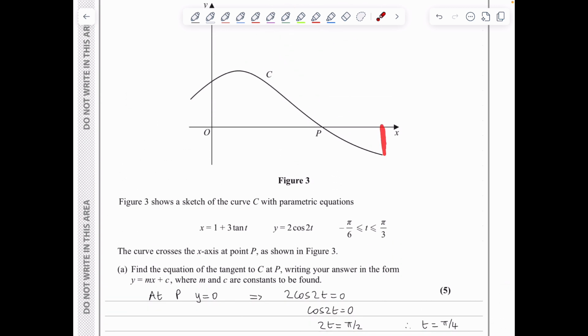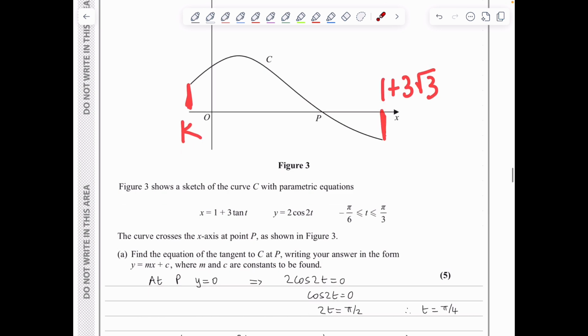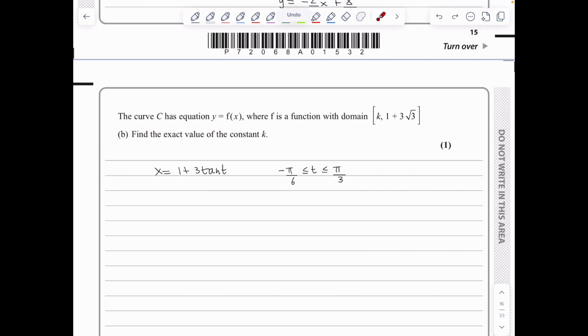The 1 plus 3 root 3 is the end point for x on the right-hand side, and the k is the point on the left-hand side. So we can see from the diagram that k is negative. Well, let's recall that x is 1 plus 3 tan t, and t varies between minus pi over 6 and pi over 3. I will substitute t to be minus pi over 6 into the expression for x, so it's 1 plus 3 tan of minus pi over 6, which gives an answer of 1 minus negative 3, and therefore we conclude that k is 1 minus negative 3.